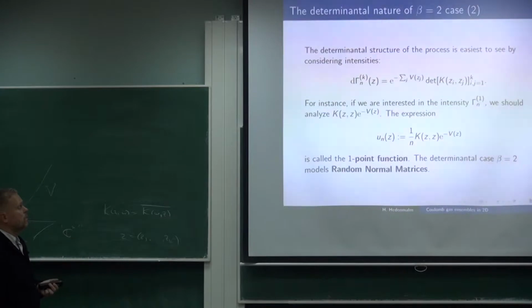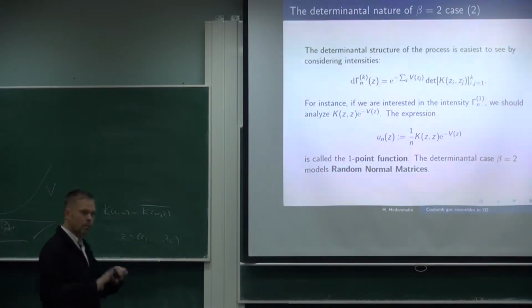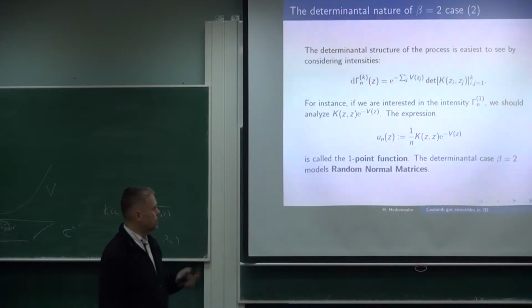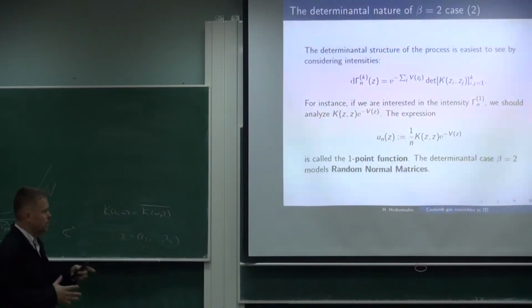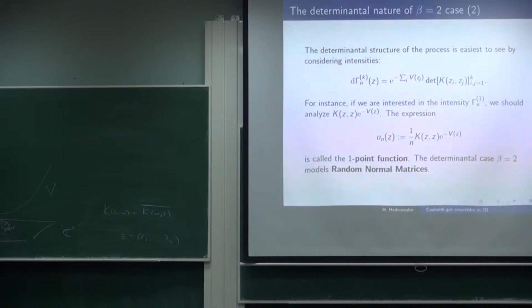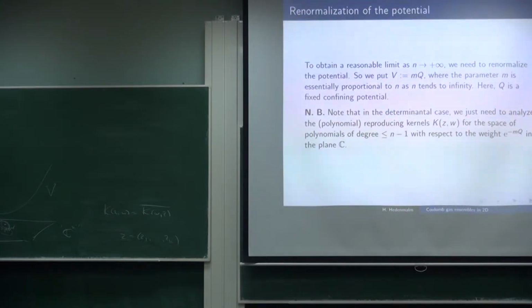It's the same kind of thing that made us choose the corresponding intensities in the way we did. We multiplied by a combinatorial factor. So this is like going back, getting rid of that combinatorial factor again. And then with this special case beta equals 2 it models the random normal matrices. If you have any questions, I'm happy to answer. Okay.